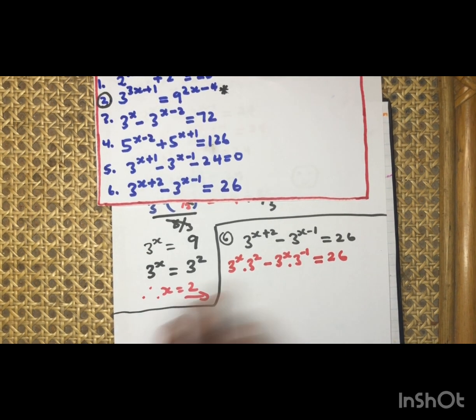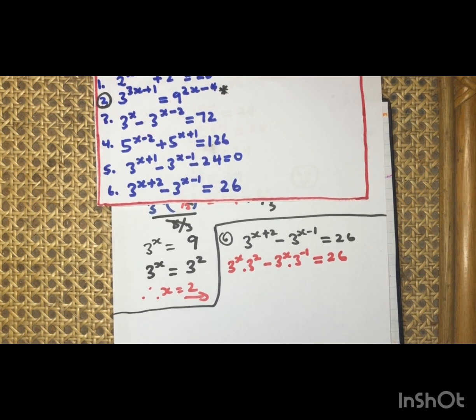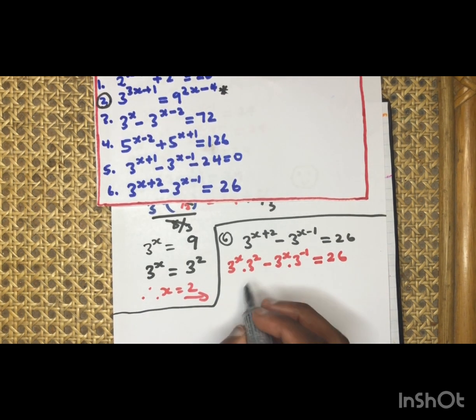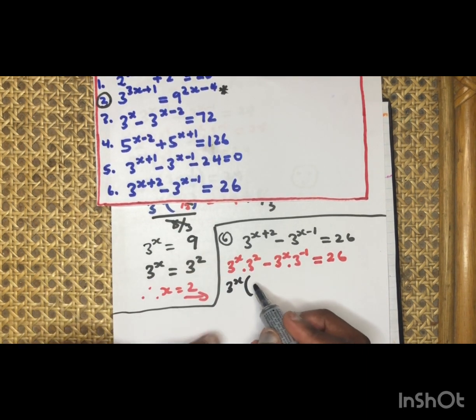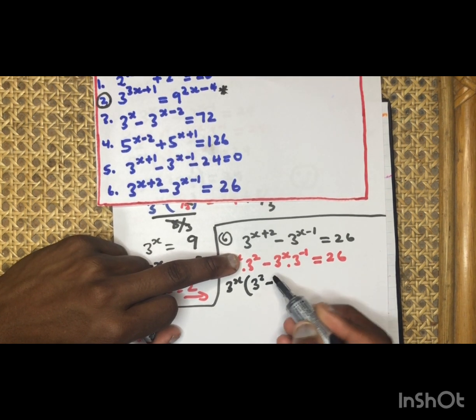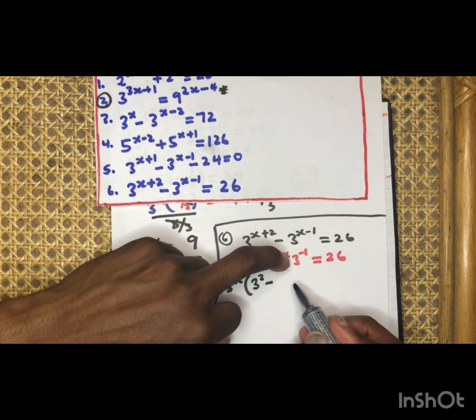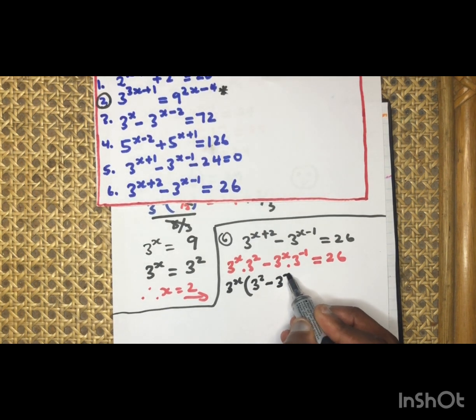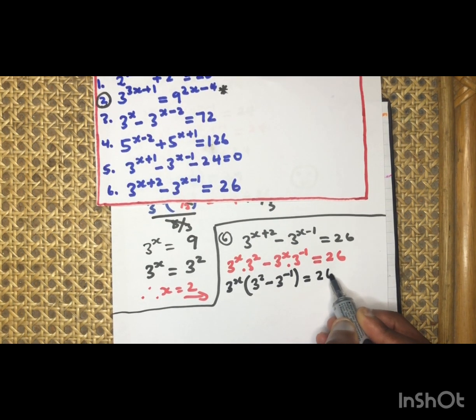Yes. So what is common here? We can see that 3 to the power x is common. Then open the brackets. If I take this one as my common factor, now inside I have 3 to the power 2. Then I keep this sign, minus. Then I take this one as my common factor, and now I have 3 to the power negative 1. Then I close my brackets, equals 26.